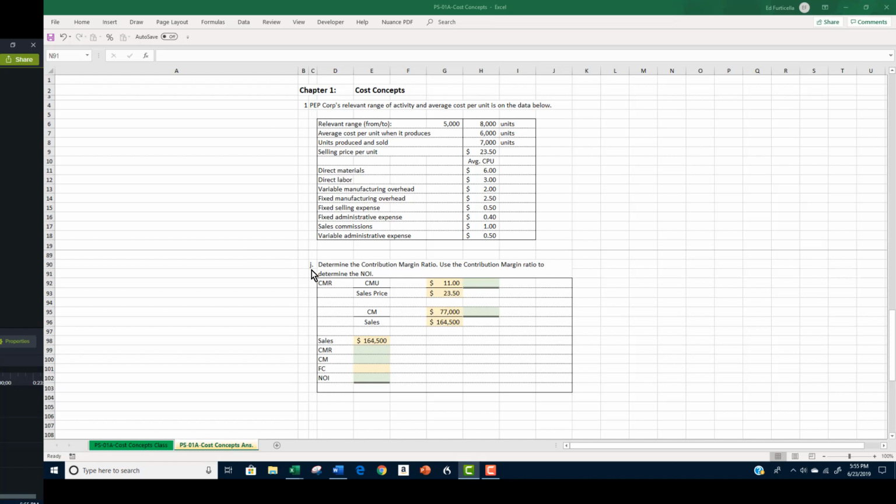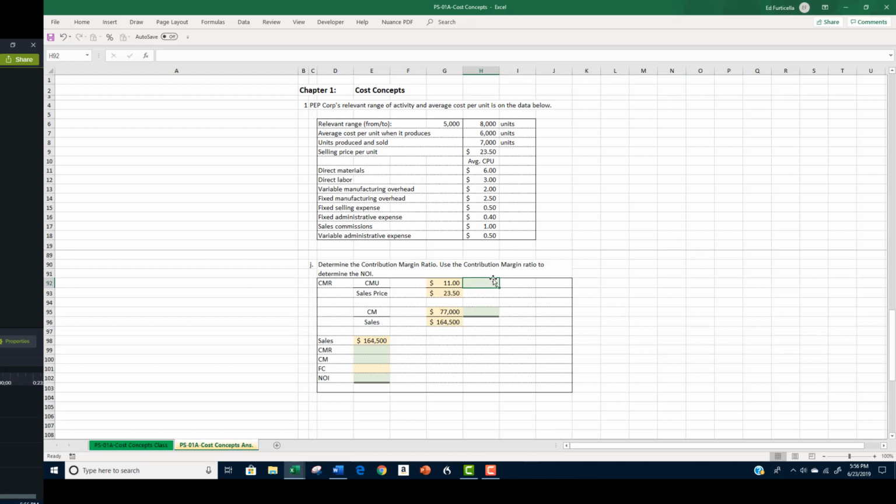Question J asks that we determine the contribution margin ratio and use it to determine the net operating income. The concept here is contribution margin ratio. The contribution margin ratio is determined by dividing the contribution margin by sales. To do this, we can either divide the contribution margin per unit by the selling price or the contribution margin total dollars by the total sales dollars. Either equation works.